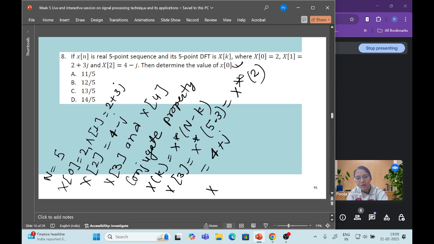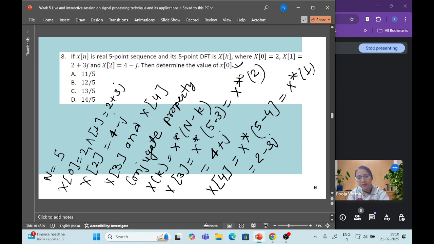Okay. Similarly, we need to find x of 4, that is x conjugate of 5 minus 4, that is x conjugate of 1. So what is the value of x of 1? That is 2 plus 3j. Then the conjugated value of 2 plus 3j is 2 minus 3j, right?